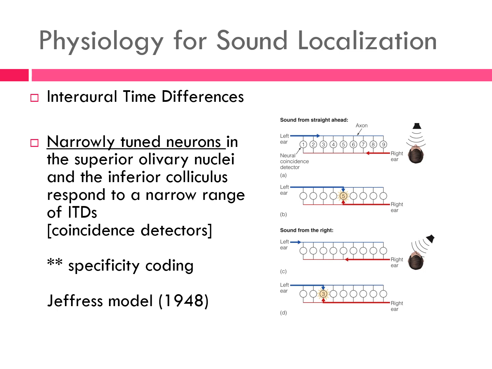What was originally proposed back in 1948 was this Jeffress model that suggested that we have narrowly tuned neurons. These are neurons in the superior olivary nuclei and in the inferior colliculus that respond to a narrow range of interaural time differences. And he talked about these as coincidence detectors, as his model was a kind of coincidence detector model. And you can see from the picture that this is really assuming specificity coding.